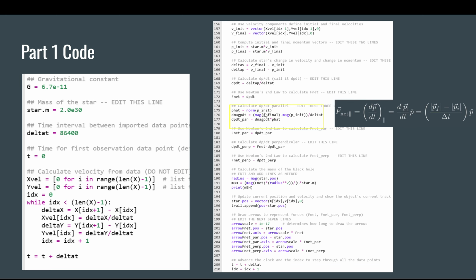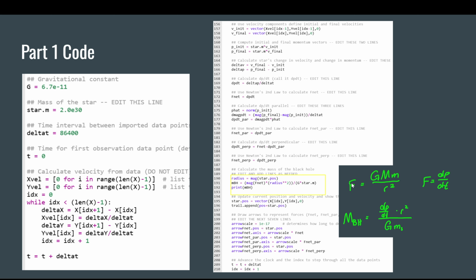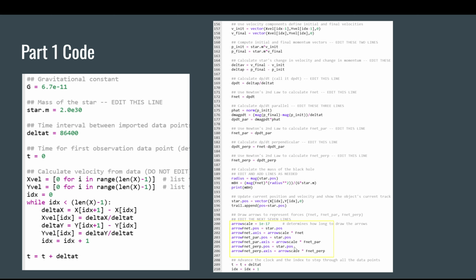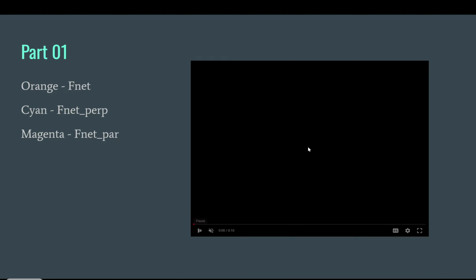So then we can get our parallel direction by using this equation: the change in magnitude of momentum times p hat, which is this line of code. And then we can get our perpendicular direction by just doing F net minus F parallel from this equation. And then with that said, we can just find the mass of the black hole using the universal law of gravitation and setting it equal to mass, which is what this line of code is doing. And then I just coded my arrows so that they show each component. That gives us our results.